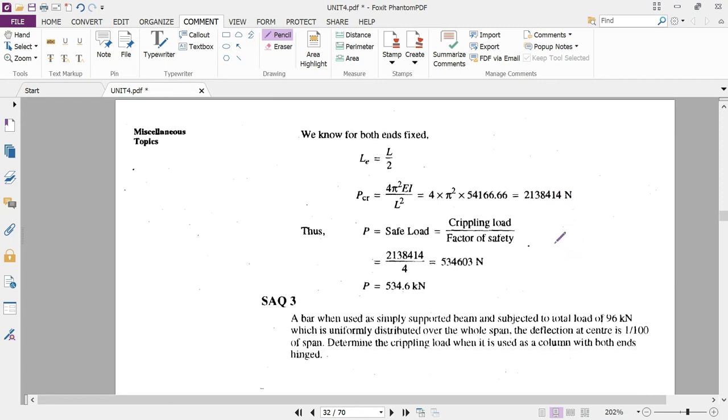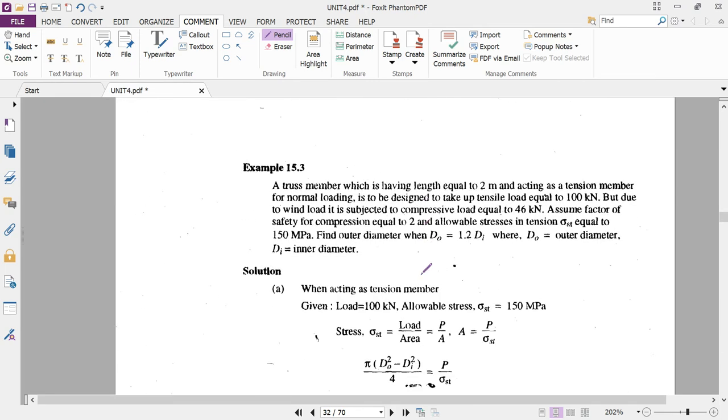Now we are also interested in calculating the safe load. So the formula for safe load is crippling load upon factor of safety. Whatever load we are getting, we have to divide by the factor of safety, and the factor of safety is already given in your numerical as 4. So what will be the final answer? 534.6 kilonewton. Okay, so this is also one typical example.